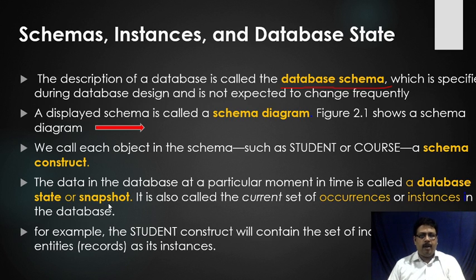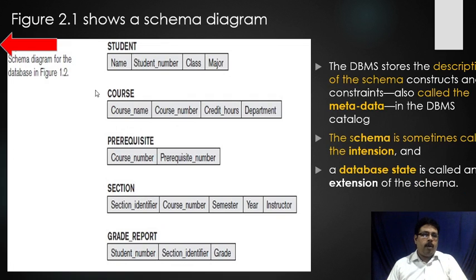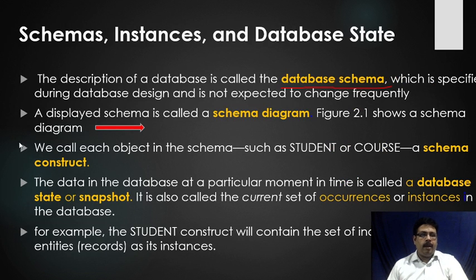The data in the database at a particular moment in time is called a data state. Okay. Now, when we enter the student name or address, or one field we are inserting into the student name, that we can call a database state or a snapshot. It is also called the current set of occurrences or instances. So when you insert new data, the state changes. So here one example of a student database is given.